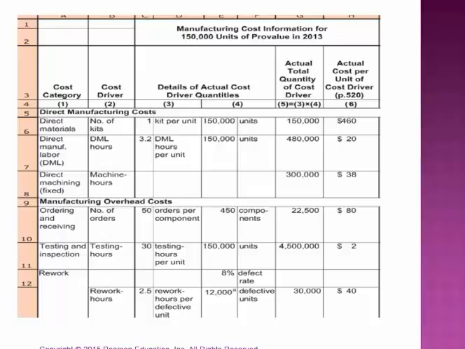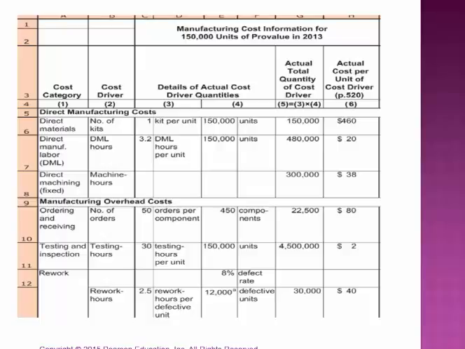All right, so 50 orders during the period times 450 separate components that have to be ordered. All right, so 50 times 450 means 22,500 total orders that are placed, and we're saying it costs us $80 to order and receive each one of those.